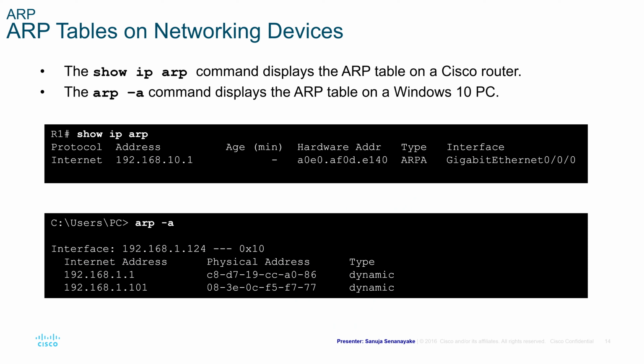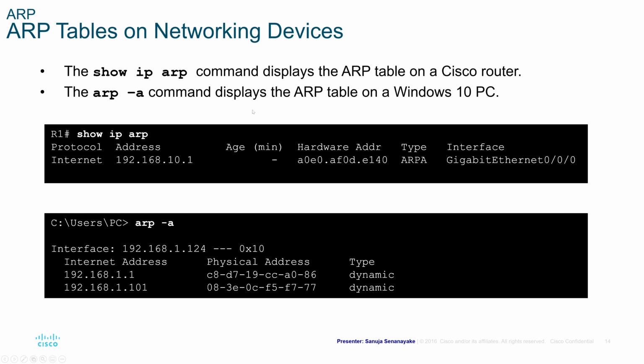ARP tables on networking devices. On Cisco networking devices, especially on routers, you can type the command show ip arp, and that will display the ARP table for that Cisco device. And this is an example of a Cisco router displaying that information with the show ip arp command.